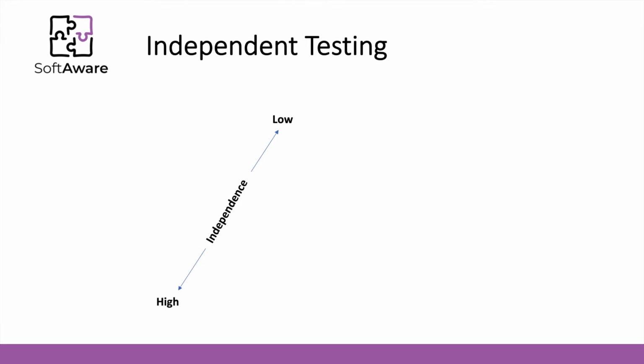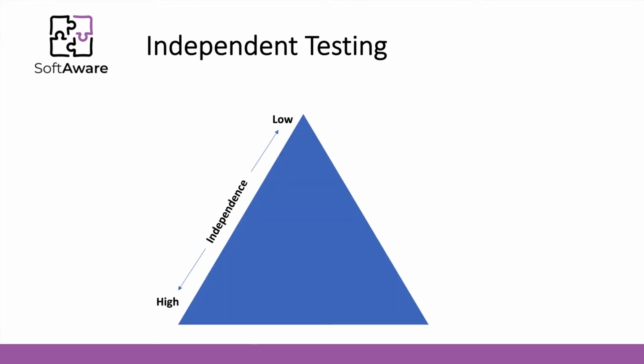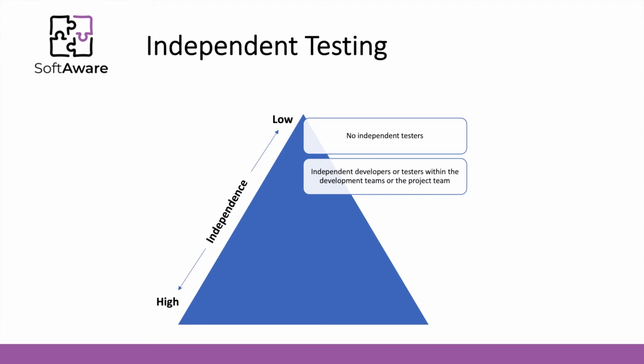Developers should participate in testing, especially at the lower levels, so as to exercise control over the quality of their own work. We can identify several degrees of independence from low to high. When we consider no independent testers, this is where developers test their own code. Regarding independent testers or developers that are within development teams or the project team, this could be developers testing their colleagues' products.